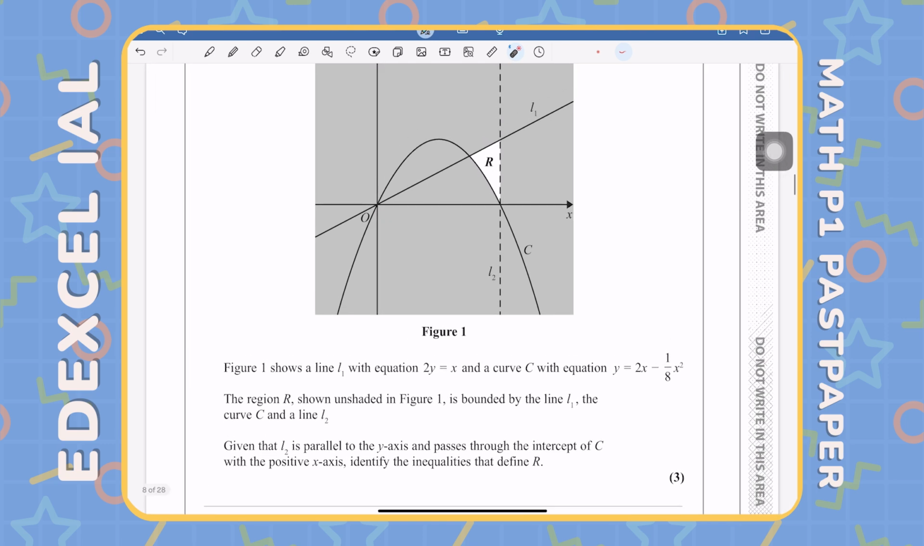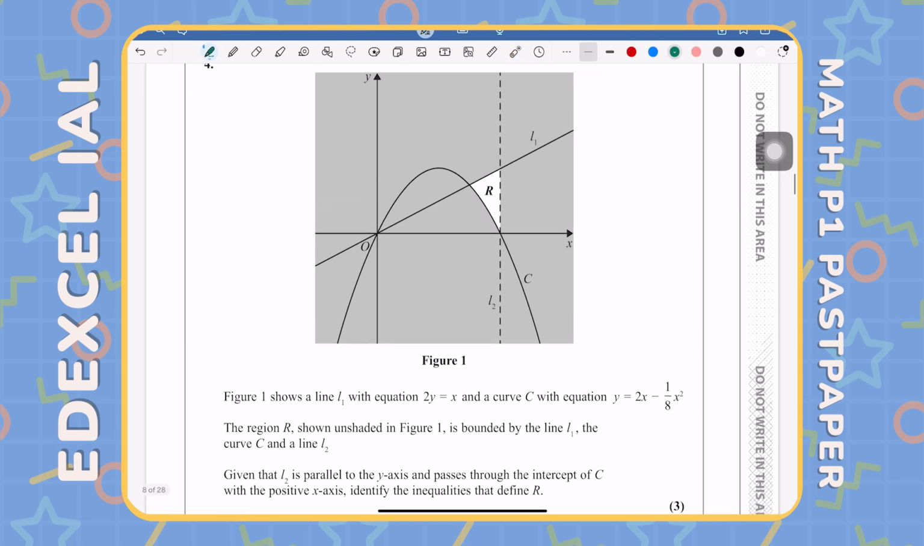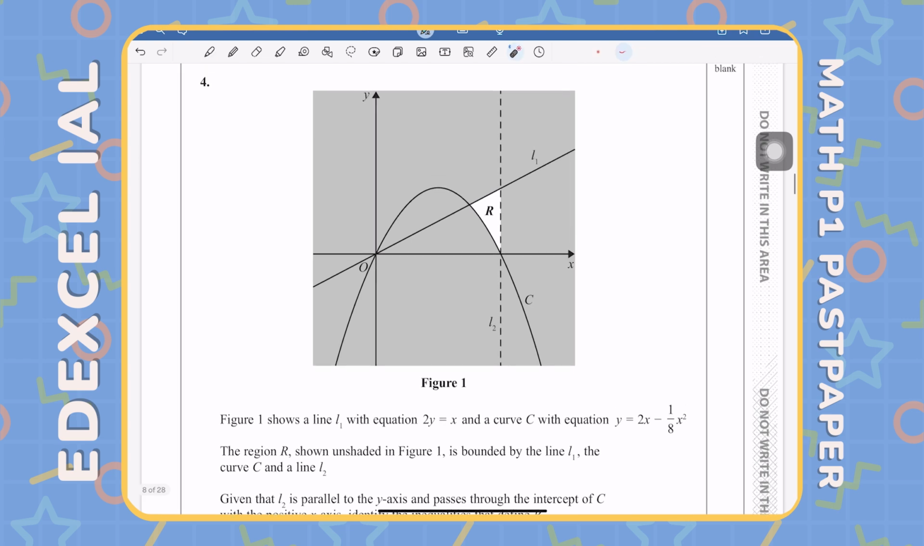Now, a good idea would be to first plan and see how many inequalities you need. You can see that region R is basically bounded by 3 lines. I mean, I wouldn't say 3 lines, 2 lines and a curve. So basically you need 3 equations. You need the equation of the curve, which you already have. You need the equation of the line, which you already have. So the only thing that's missing is the equation of line 2, which is what we're now going to find.